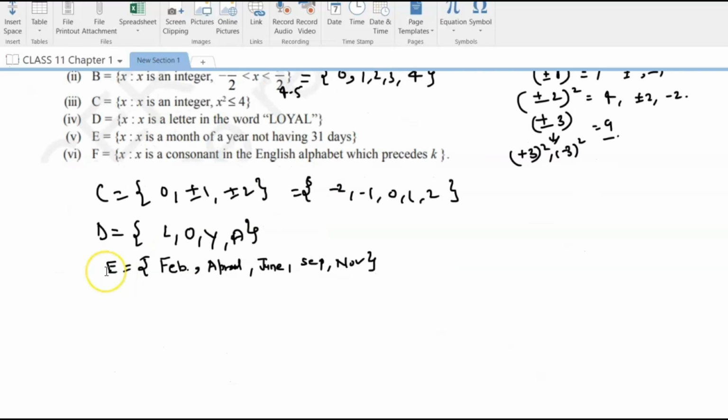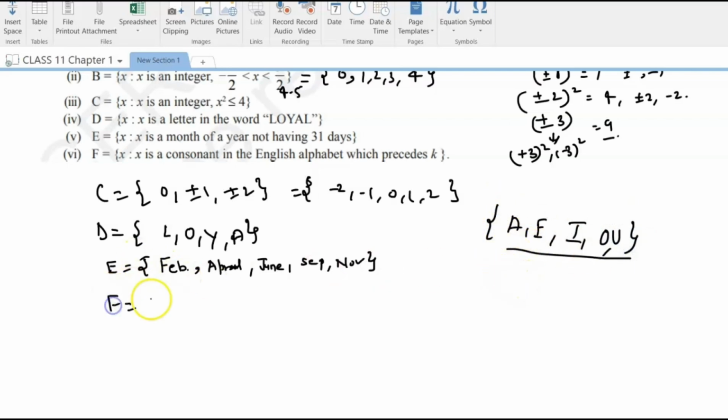Okay, let's see the last part. F is equal to X such that X is a consonant in the English alphabet which precedes k. Precedes means which should come before k. So, consonants in the English alphabet are all the alphabet except a, e, i, o, u. All the alphabet except this, and it should precede k.